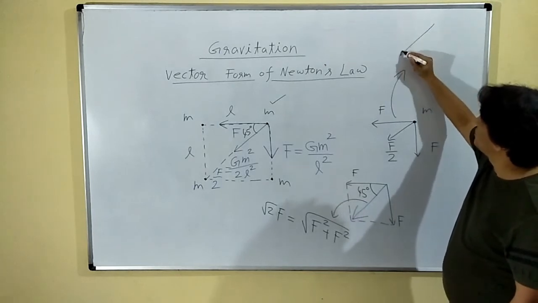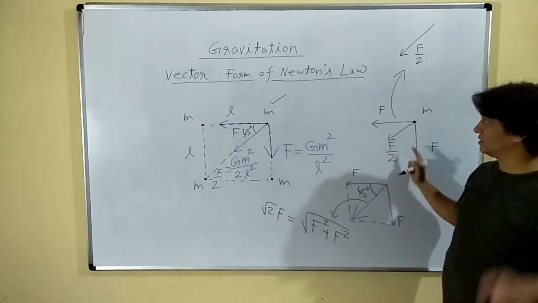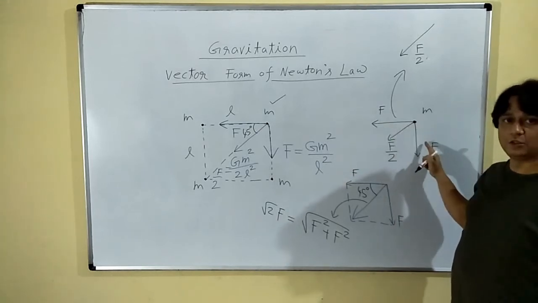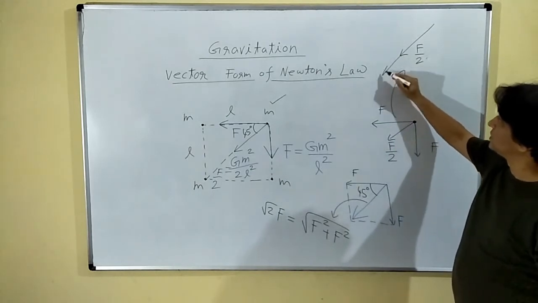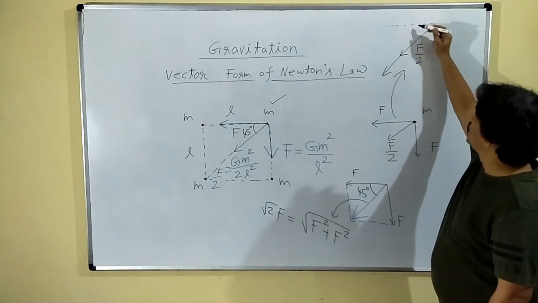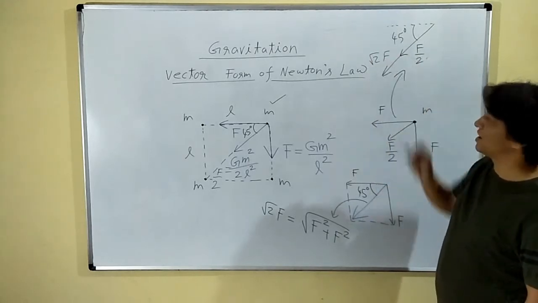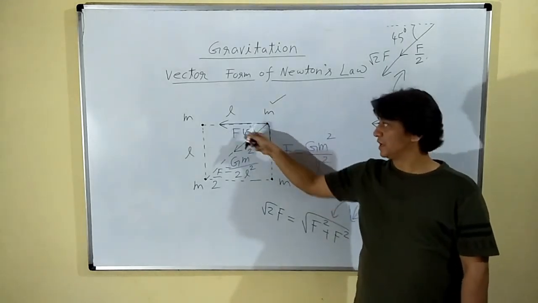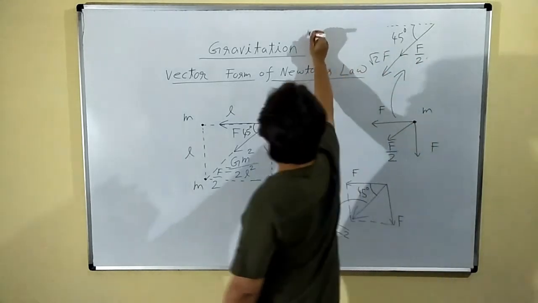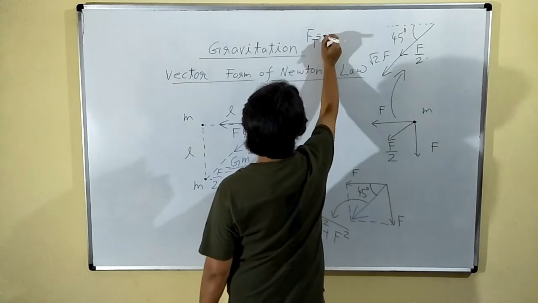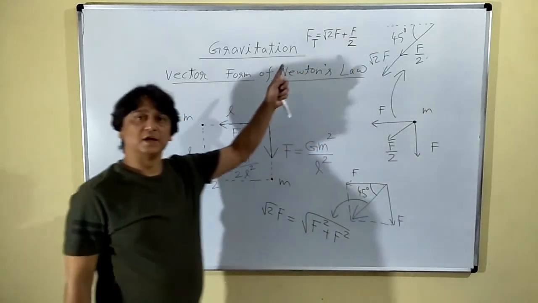We already had a force in this direction, F by 2. Then the resultant of these two forces came out as root 2 F, and this also points in this direction itself, because these two are at 45 degrees. This F and this F, their resultant is also pointing in this direction. As these two point in the same direction, you can directly go for F total as root 2 F plus F by 2. That's the answer.